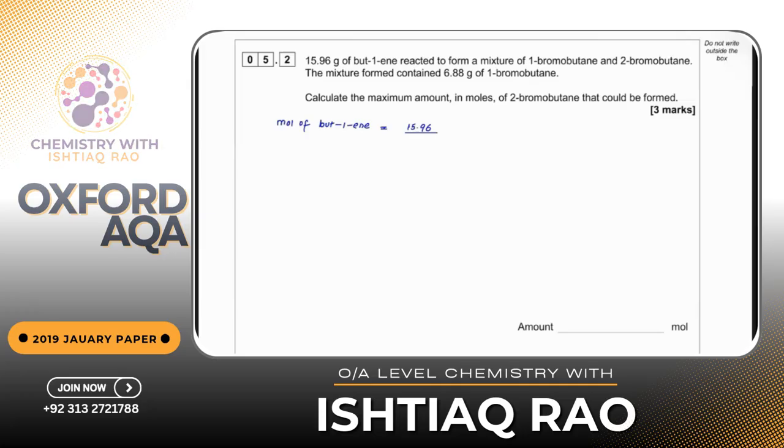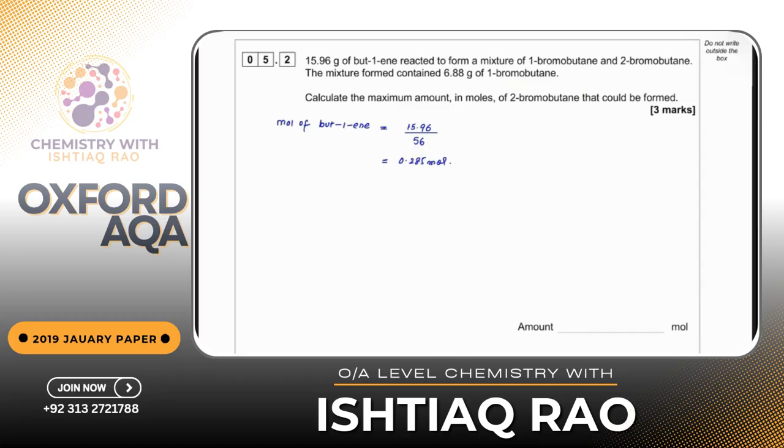The molecular mass of butene is C4H8, so 12 times 4, fours are 48, plus 8, it's 56. And the moles is 0.285, right? Yep. Okay, and then they're asking the maximum amount in moles of 2-bromobutane that could be formed.